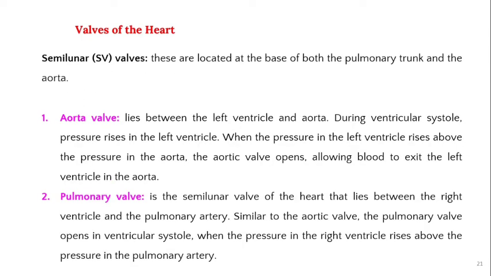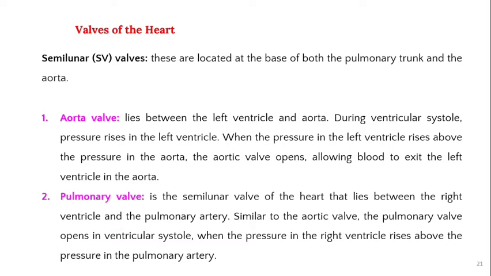Then the semilunar valves, or SL valves, are located at the base of both the pulmonary trunk and the aorta. The aortic valve lies between the left ventricle and aorta. During ventricular systole, pressure rises in the left ventricle. When the pressure in the left ventricle rises above the pressure in the aorta, the aortic valve opens, allowing blood to exit the left ventricle into the aorta.